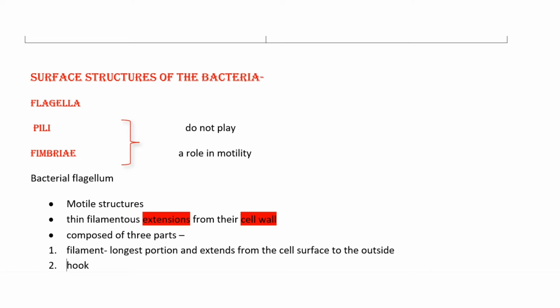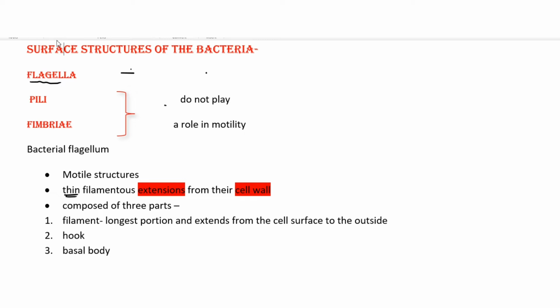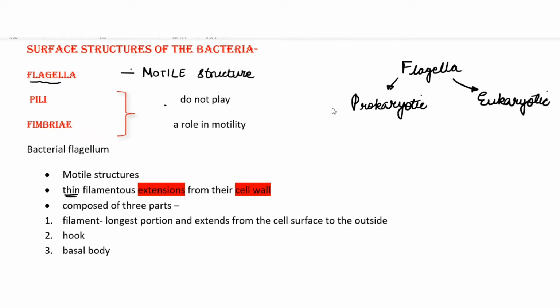Now bacteria have certain surface structures like flagella, pili, and fimbriae. Flagella play an important role in motility, whereas pili and fimbriae do not play any role in motility. Here you need to remember this, it is important. Flagella is present both in prokaryotes as well as eukaryotes. Prokaryotic flagella arises from the cell wall, whereas in eukaryotes it arises from the plasma membrane.